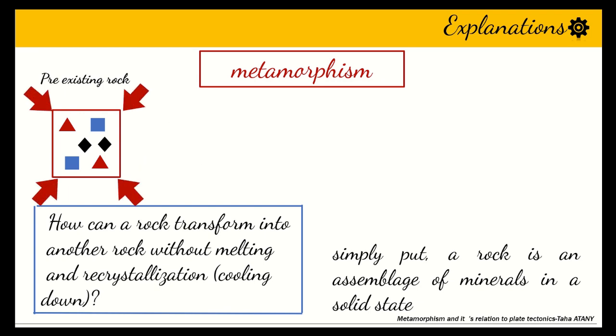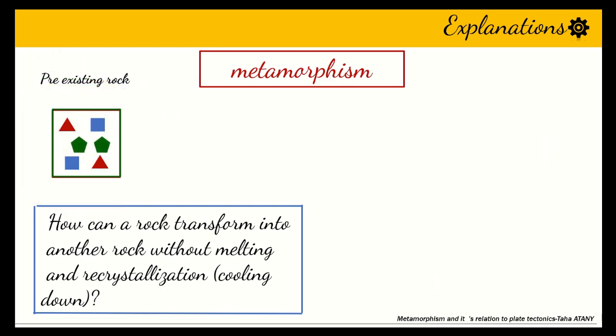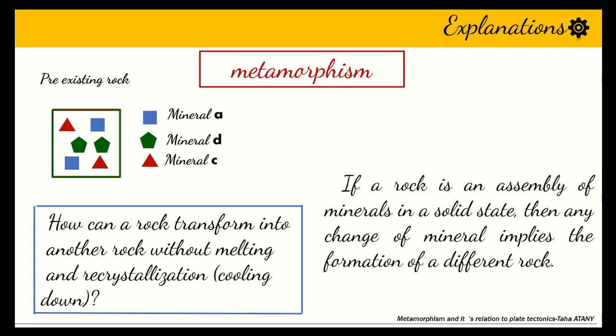being exposed to a variation of pressure and temperature, or both at the same time, will make this pre-existing rock change. How does it change? Namely, one of the minerals will form a new mineral and it disappears. So here we have, instead of mineral B, a newer mineral that's formed due to this change of pressure, mineral D. And according to the previous definition of the rock, this means that we have a new rock.